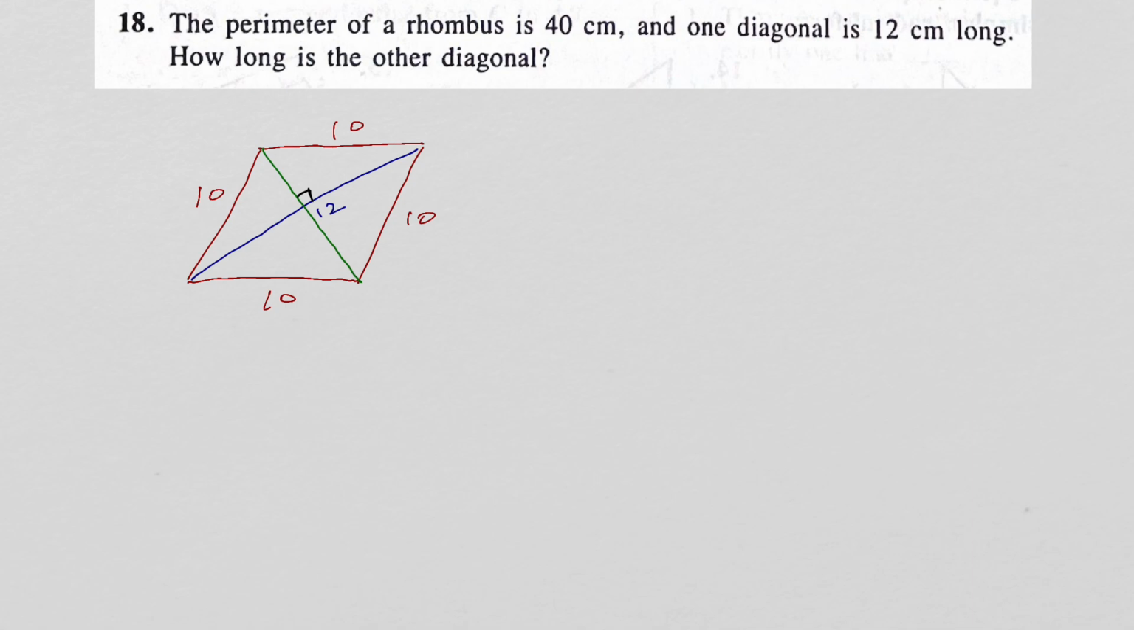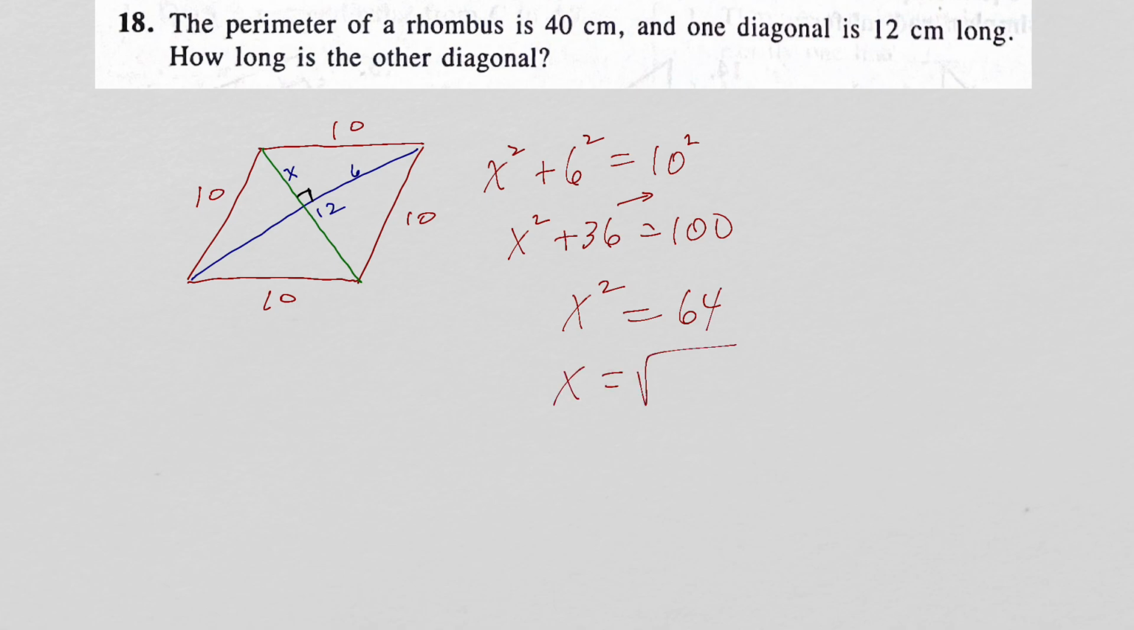So we have a triangle here, and this is going to be equal to this. So if this adds up to 12, then this side right here must be a 6, and we don't know that length right there. But we do know that x squared plus 6 squared must be equal to 10 squared. X squared plus 36 must be 100. So x is equal to, if I move this over, I get 64. So x is the square root of 64, which is 8.